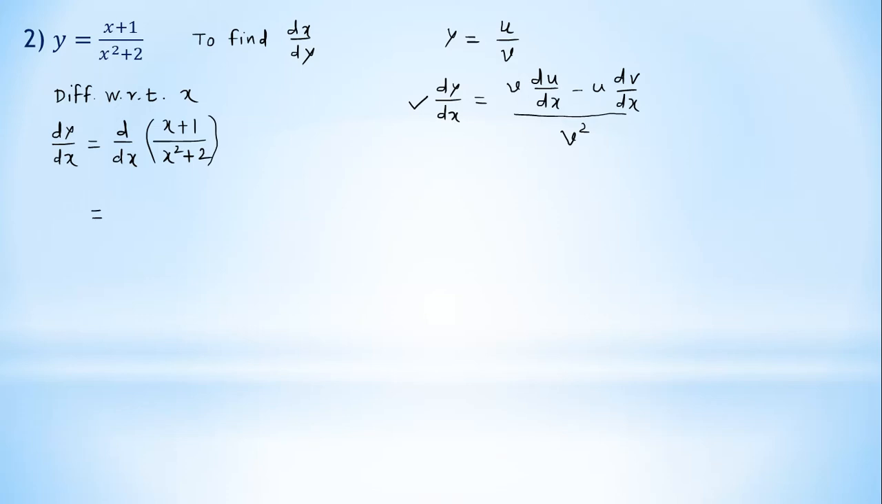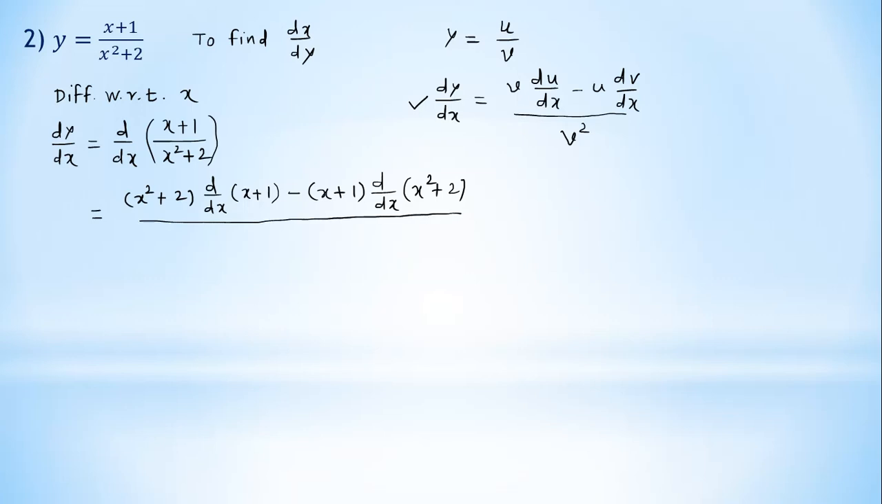So take this rule to get the derivative of this term. See here, u is x plus 1 and v is x square plus 2. So keep v as it is, means x square plus 2 as it is, into d by dx of x plus 1, minus x plus 1 as it is into d by dx of x square plus 2, and divided by x square plus 2 bracket square by this rule. See this. Okay. So next step, we have to complete this derivative.